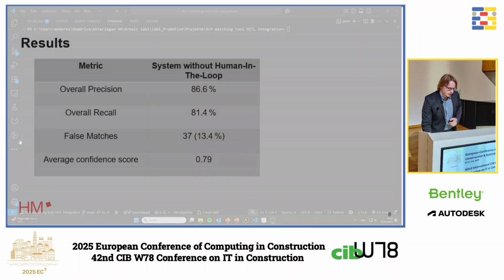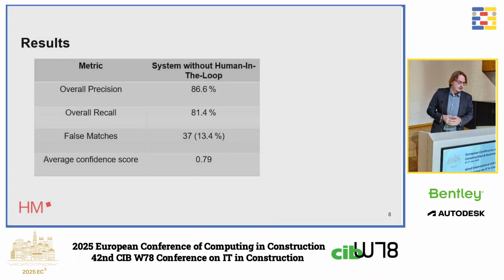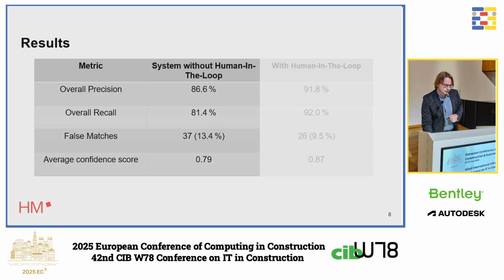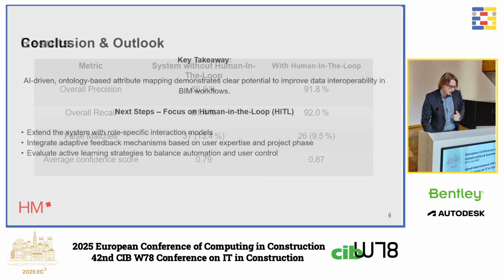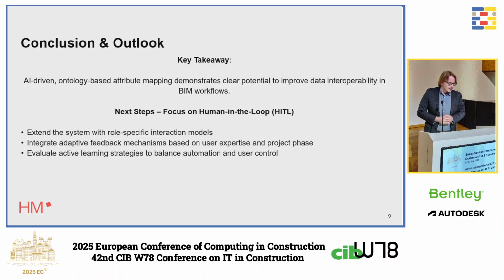So the results of this system: without any kind of human intervention, we had an overall precision of 86.6%, and with only 100 user interventions, we were able to push the accuracy to 92%. So this is the basis for the next step.